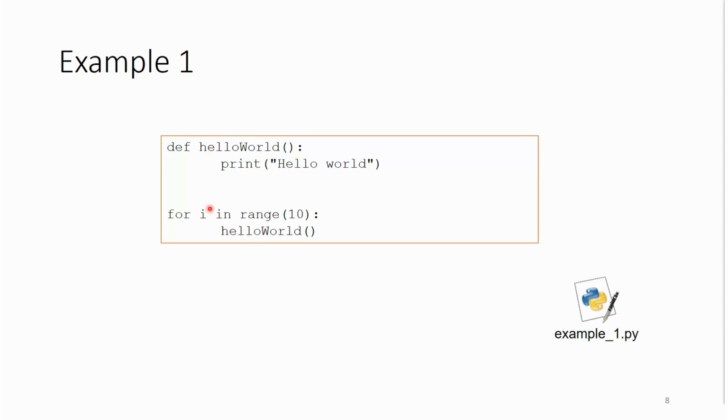Here we have a loop. So a loop that will call the hello world function 10 times. As you can see, range here has an input. And by the way, this range, we talked about it in the built-in functions.